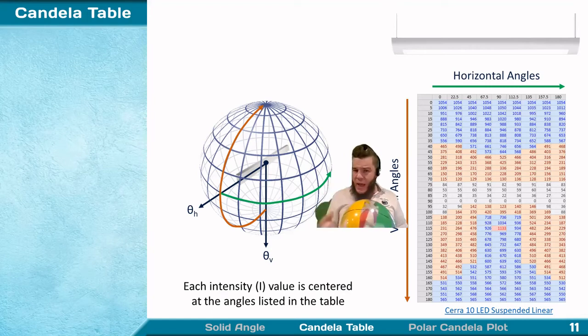Does that make sense how we move around the sphere? So we move up as we increase our vertical angle, and we move around as we increase our horizontal angles.